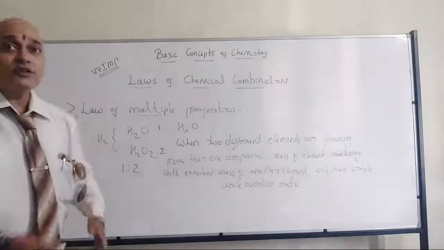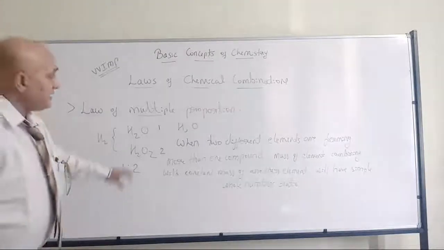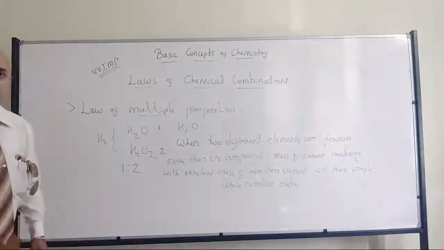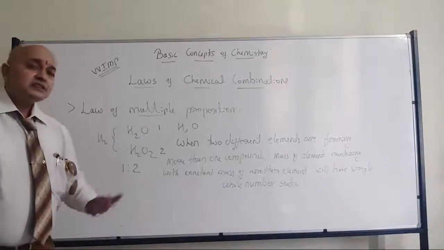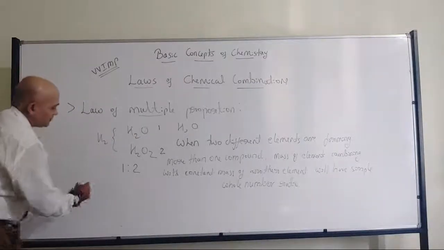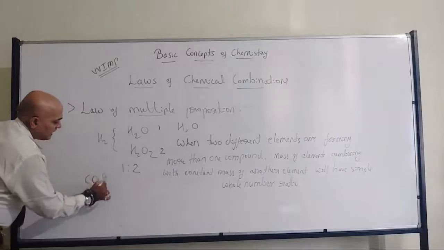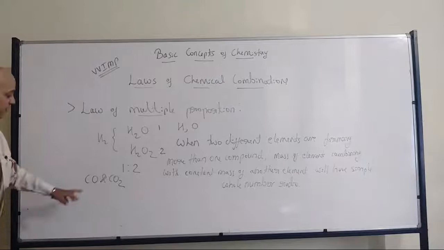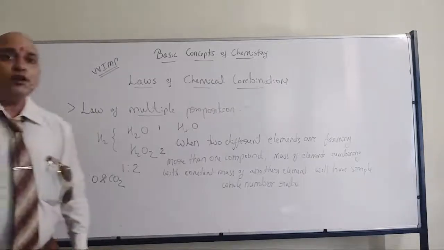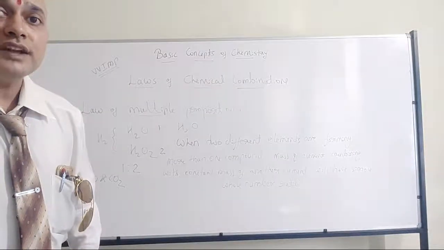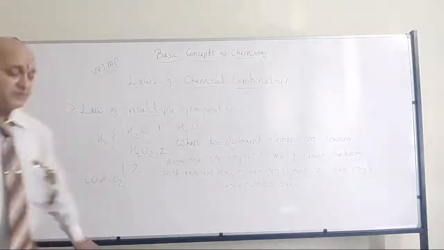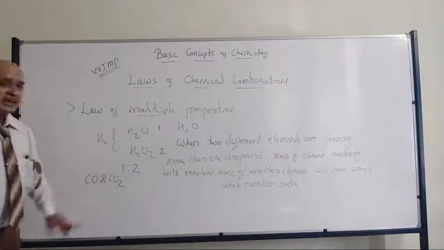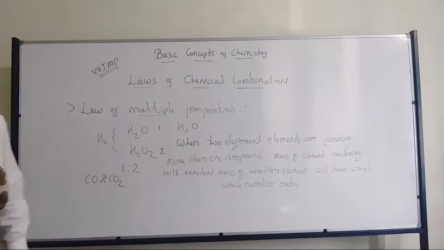The ratio is 1:2. If I take this one as the example. Sir, only in this? No, we can take any example. Carbon monoxide and carbon dioxide. So where carbon and oxygen are involved in the formation of the compound. Yes, Shankar, I will repeat. Where carbon and oxygen are involved in forming the compound.